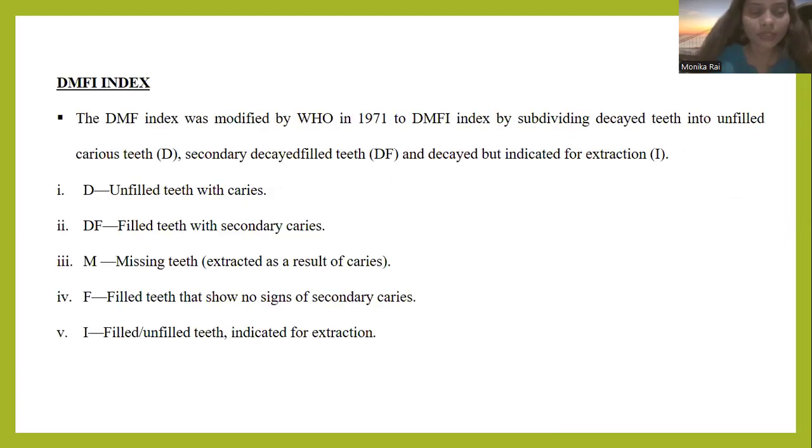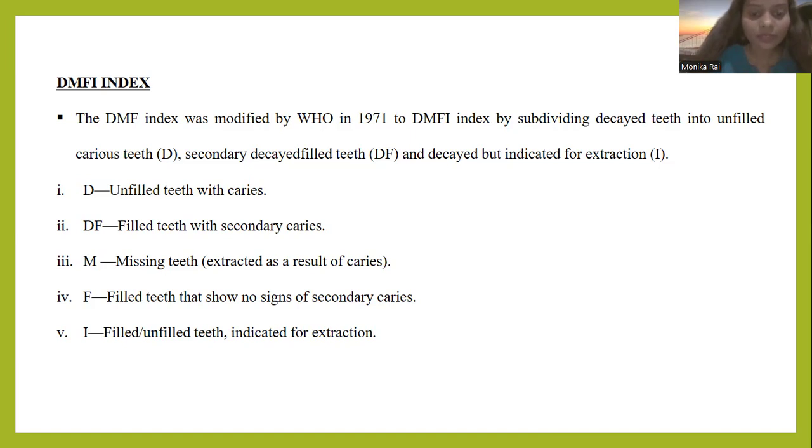Now DMFI. In DMFI, everything is the same. Decade is given by WHO in the year 1971. Here we have D for decayed teeth, that is we have filled teeth with caries. DF we have marked as filled teeth with secondary caries. M we have marked as missing teeth. F we have marked as filled teeth that show no signs of secondary caries, and I we have marked as filled or unfilled teeth indicated for extraction.